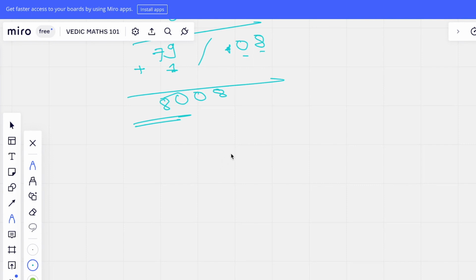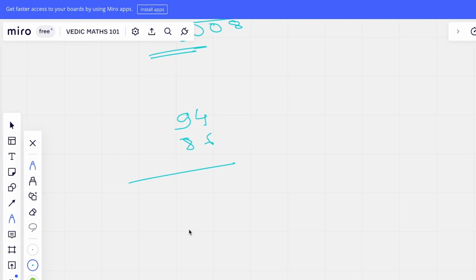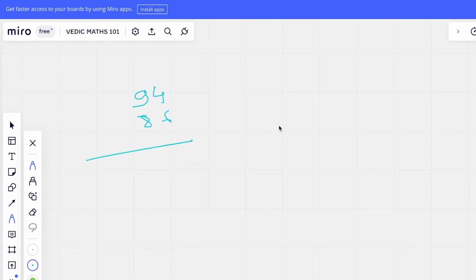We can pick one more example like this. Let me pick this example: 94 and 88. Step number 1, you subtract from 100. It's minus 6, right? Put minus 6 and minus 12. Cool. Now step number 2, partition. Step number 3, multiply. It is 12 times 6, which is 72. You write it here.